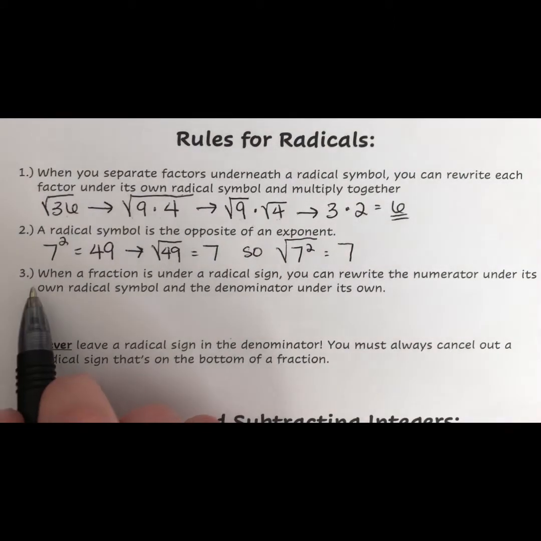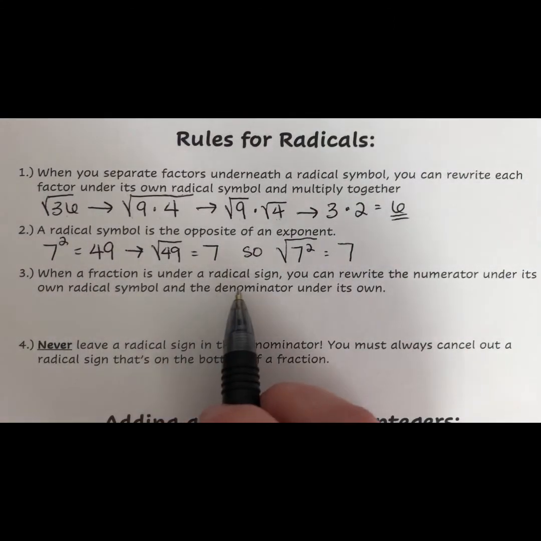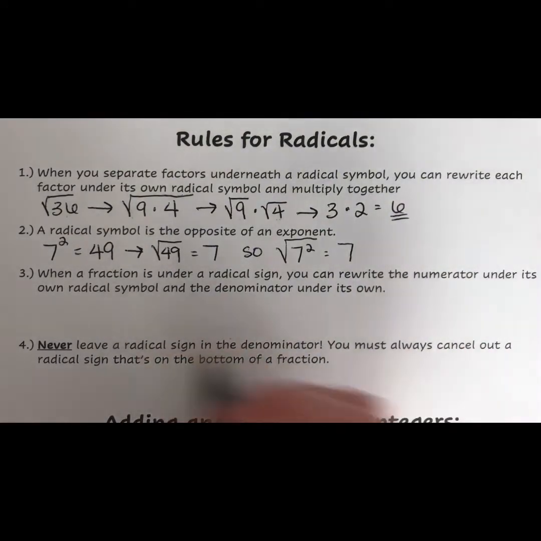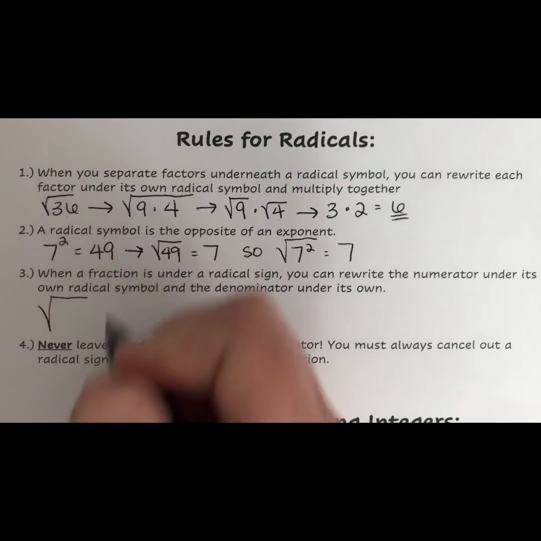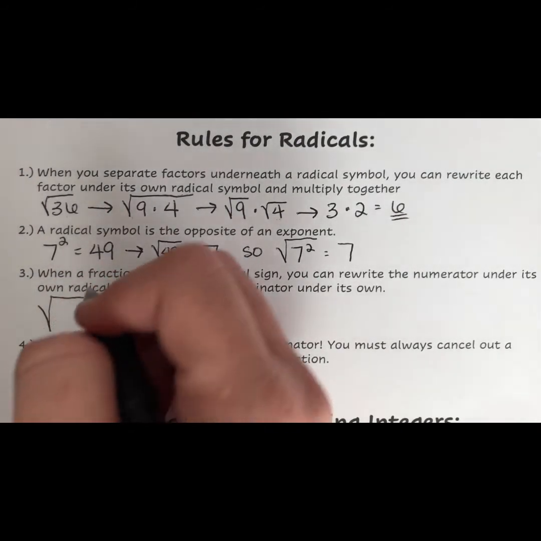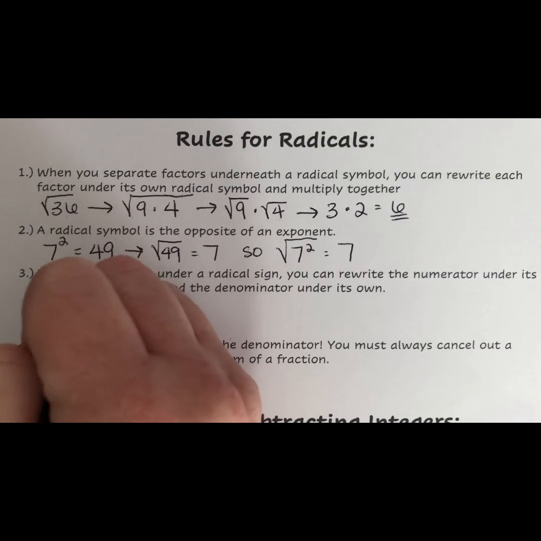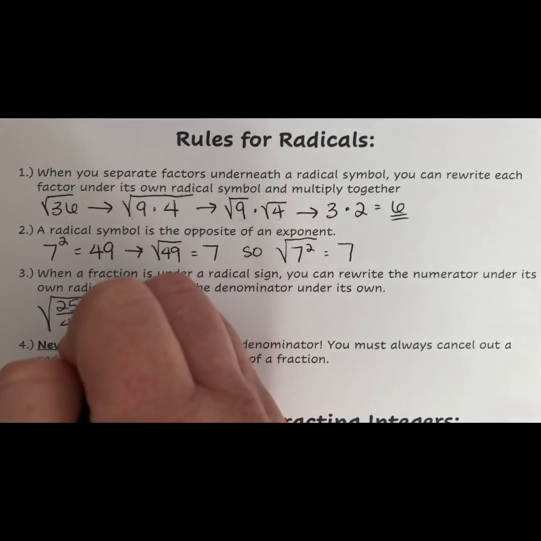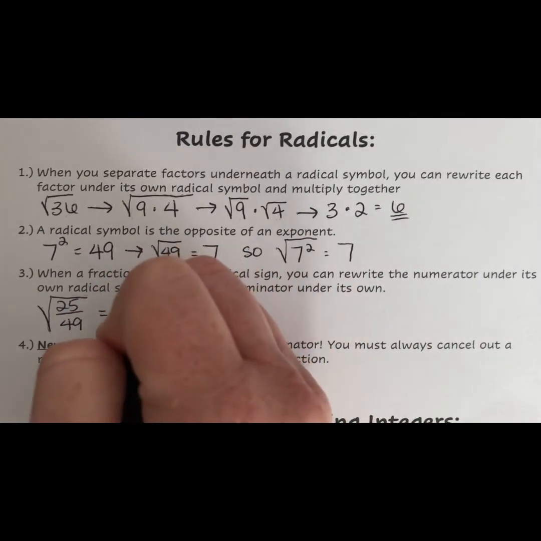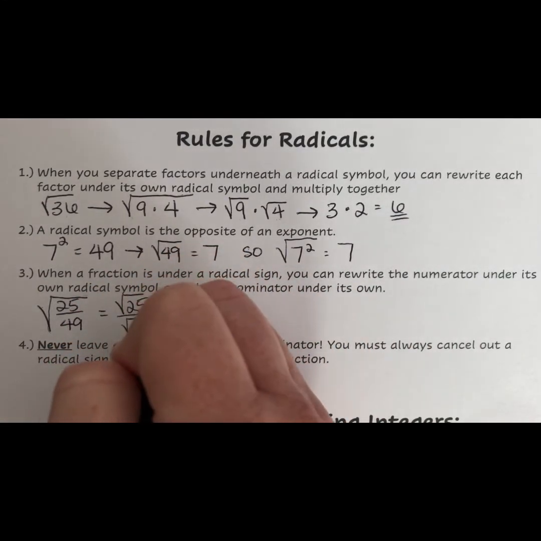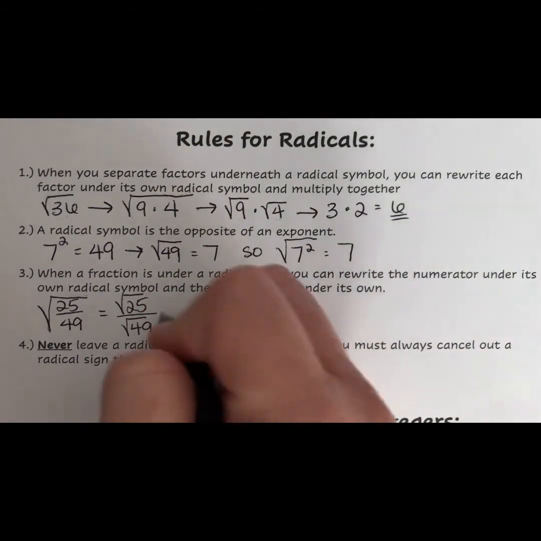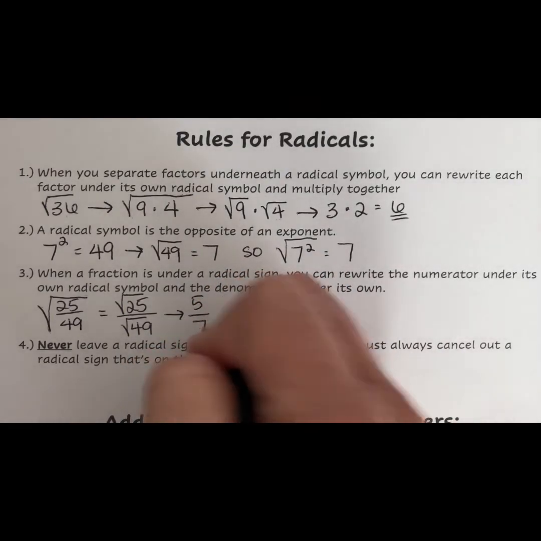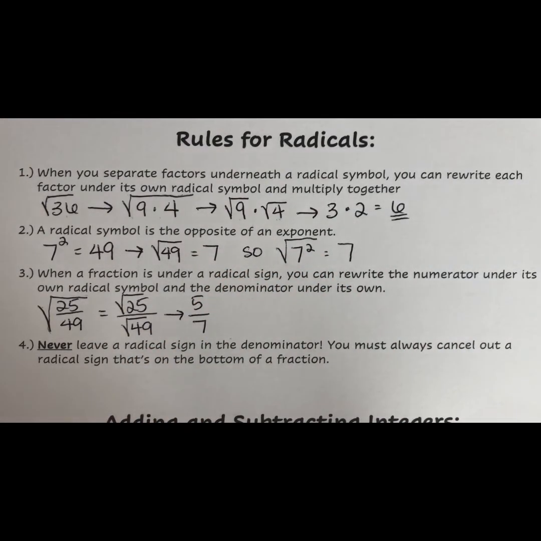Easy peasy, right? Number 3, when a fraction is under a radical sign, you can rewrite the numerator under its own radical and the denominator under its own radical. Okay, so if I had the square root of 25 over 49, I can separate this big old square root symbol into the top and the bottom of the fraction. So that's the same as saying square root of 25 over square root of 49. And then I can simplify from there, right? So square root of 25 is 5. Square root of 49 is 7. Easy enough. Let's do another one.